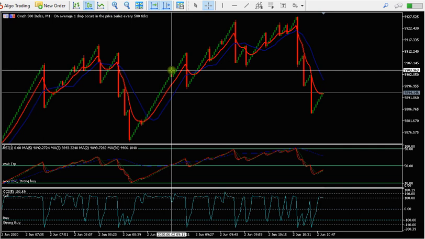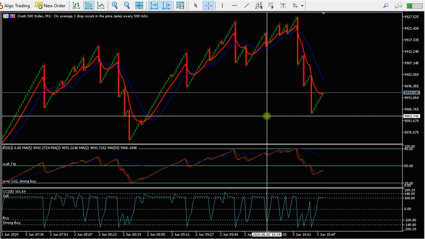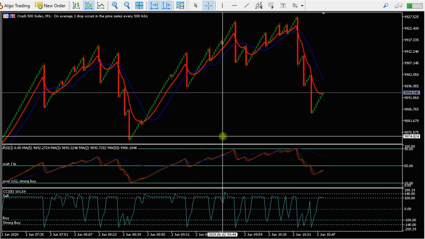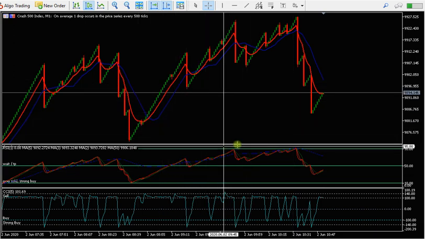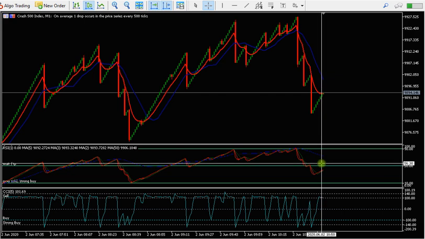So with Crash 500 we sell, and with Boom 500 we buy. These are the conditions on how you can trade Crash and Boom. You can do the setup which I sent you, see how these conditions are met, and then make your trade. So the way it is here, I can't make a sell.